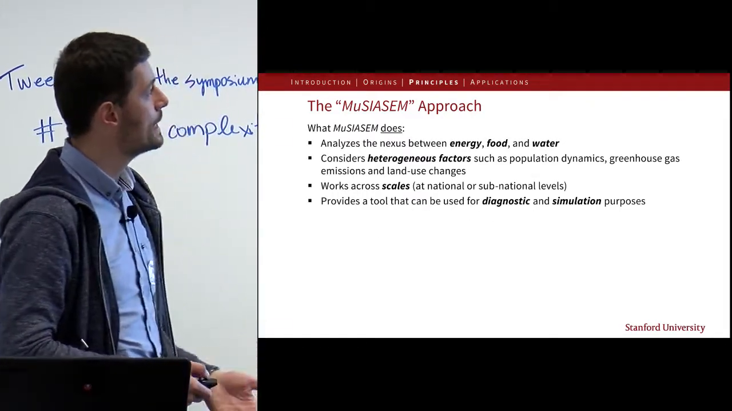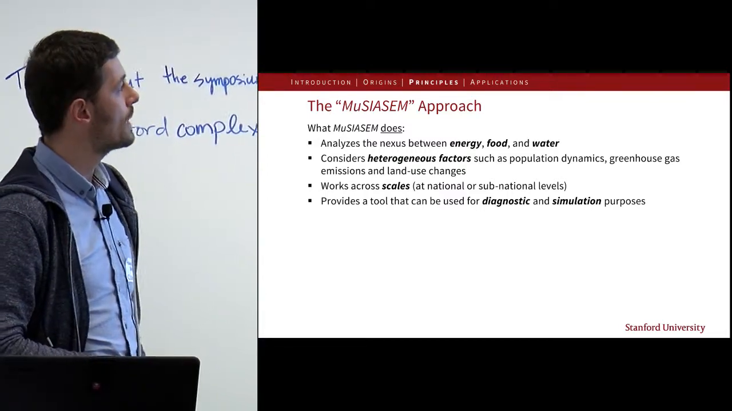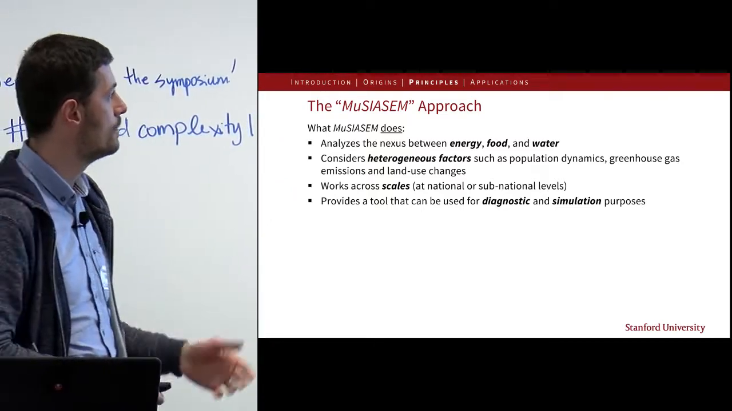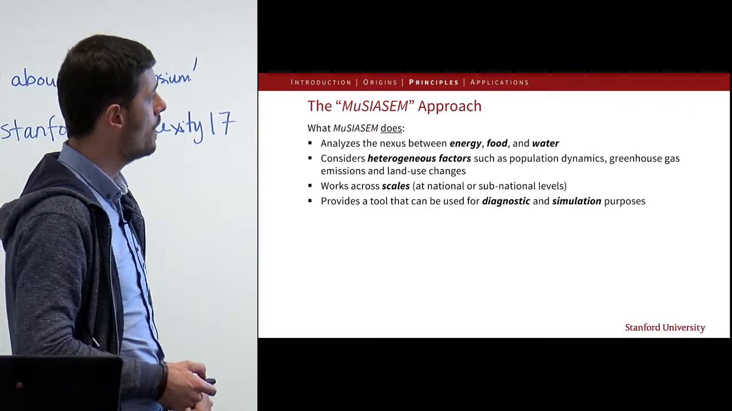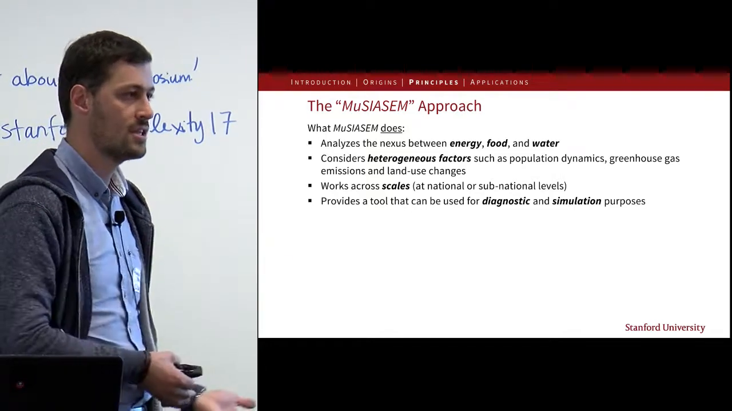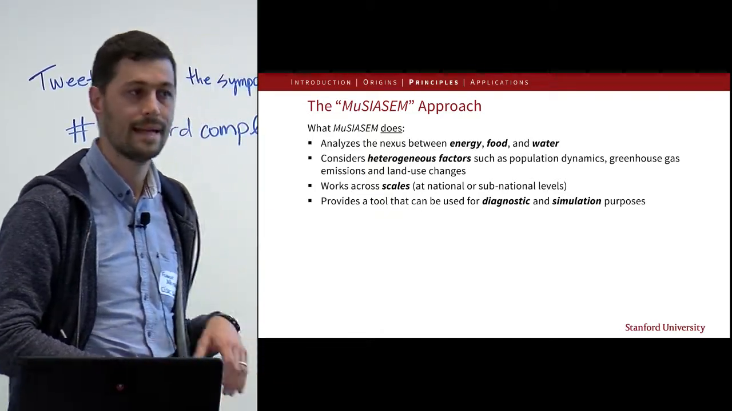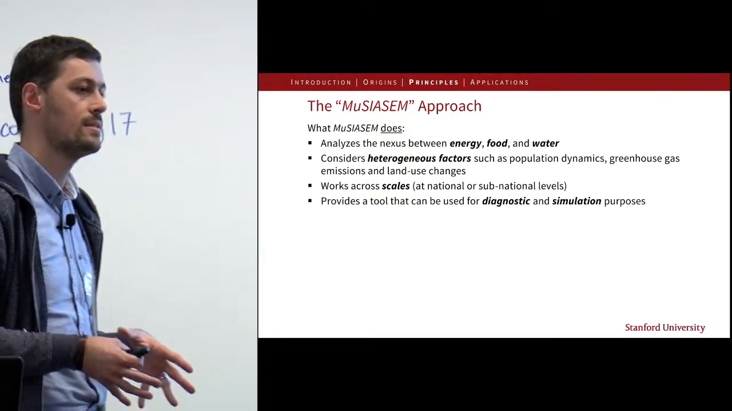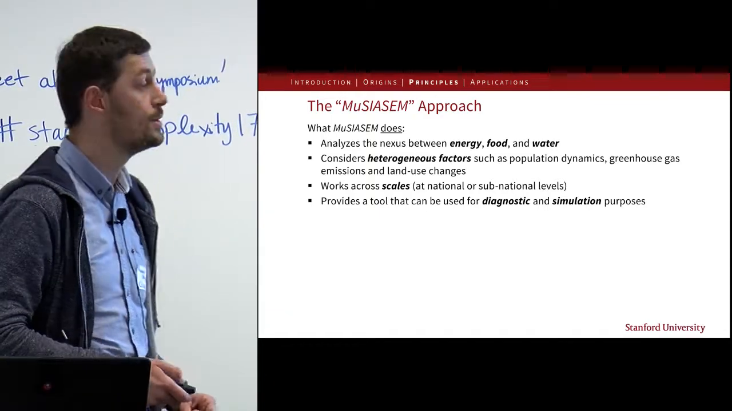So what it does, basically, is put together energy, food, and water at the moment, and look also at other factors such as population dynamics, greenhouse gas emissions, and also land use changes. And it works across scales. It can be applied at national level and looking at subnational levels, or it can be applied in a local community or a set of villages, for instance, in rural areas, and it is dealing then with their sub-unit levels there.